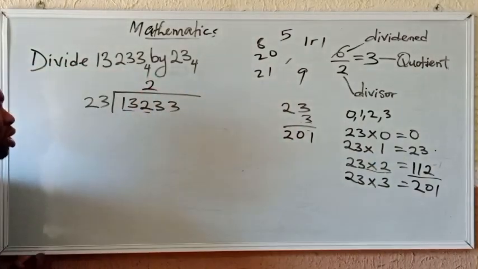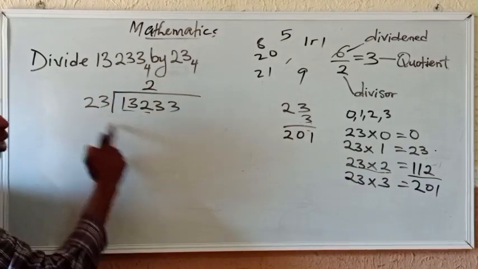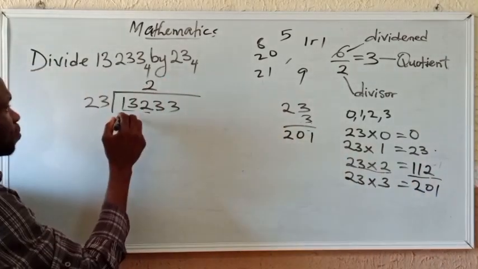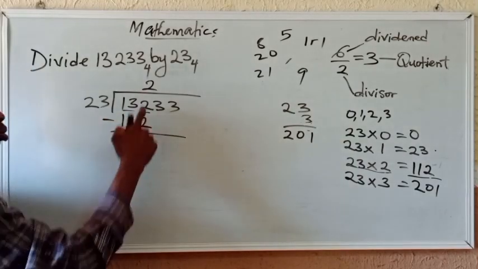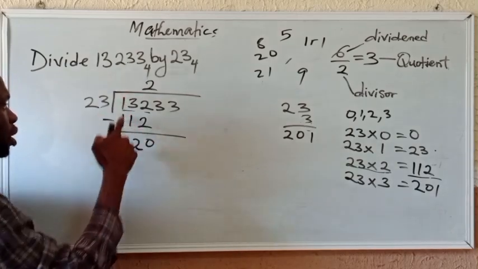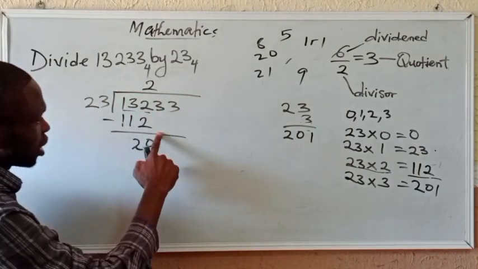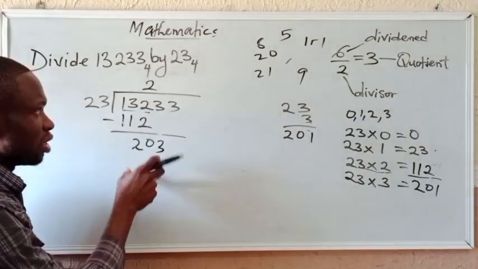So we state it here. We now do multiplication. 2 multiplied by this, we have it as 112. At this level, we subtract. 2 minus 2 is 0. 3 minus 1 is 2. 1 minus 1 is 0. So now we bring down the 3. We now have 203 as our dividend.